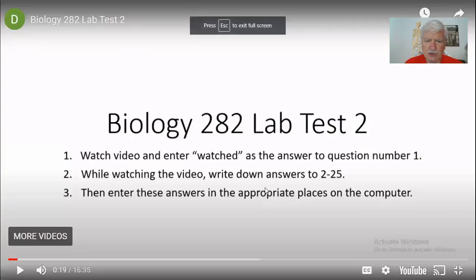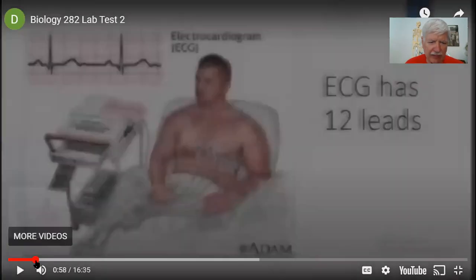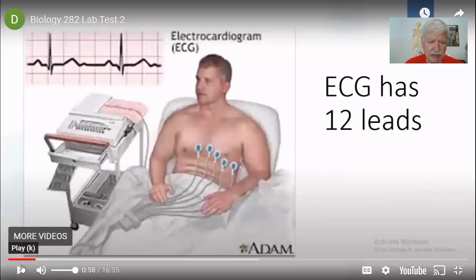So now we're going to go back to the beginning, and we're going to make this big. So this is Biology 282, Lab Test 2. First part's the directions. You know the directions already. So here we go. What is electrocardiography?